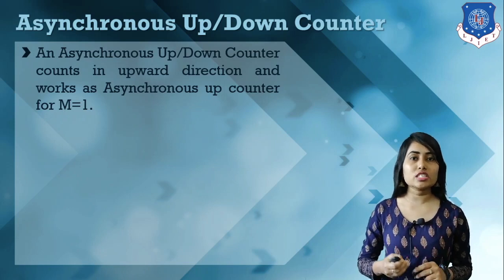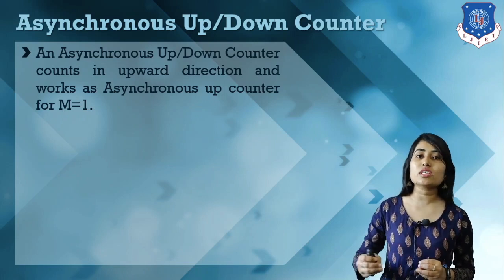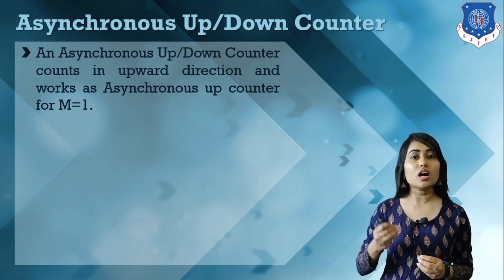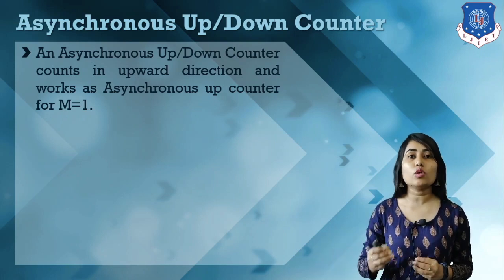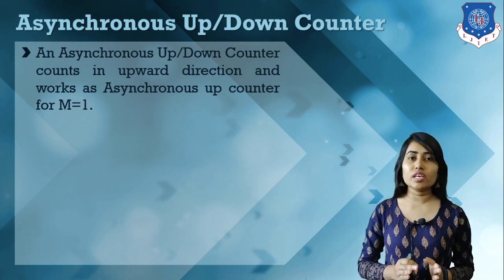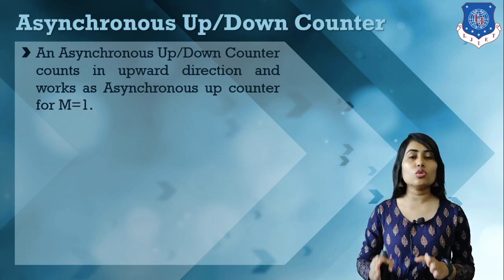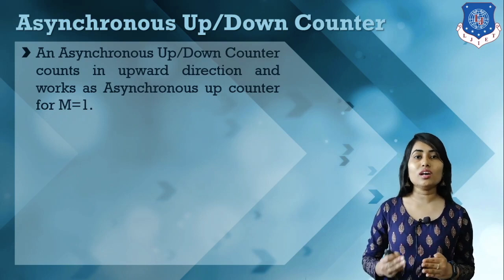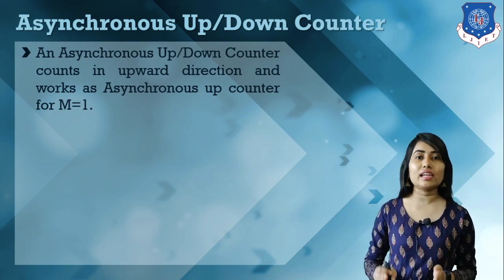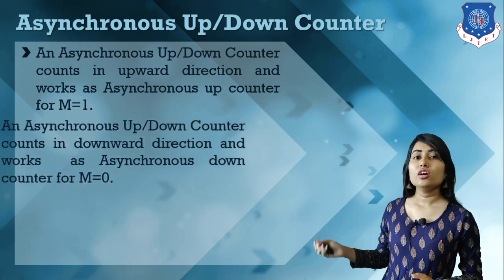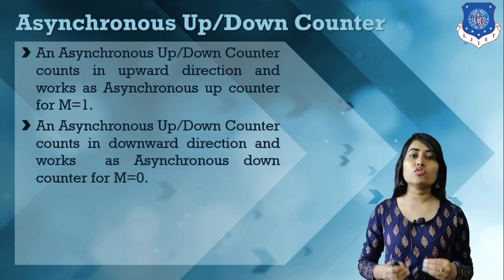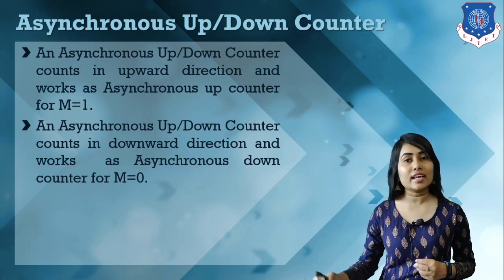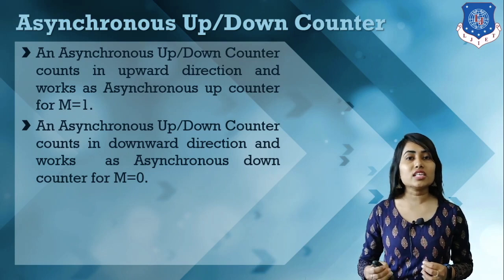If M is equal to 1, this asynchronous up and down counter works as an asynchronous up counter and counts in the upward direction. And if M is equal to 0, this asynchronous up and down counter counts in the downward direction and works as an asynchronous down counter.